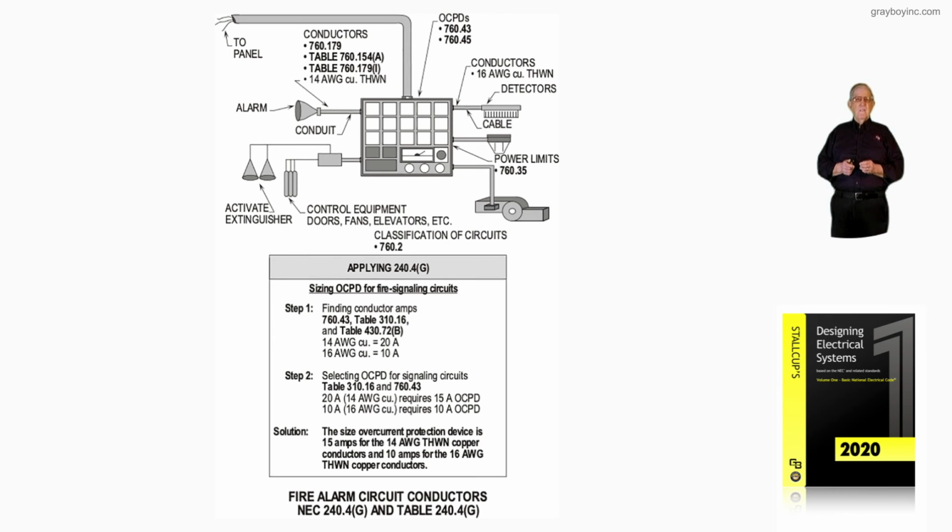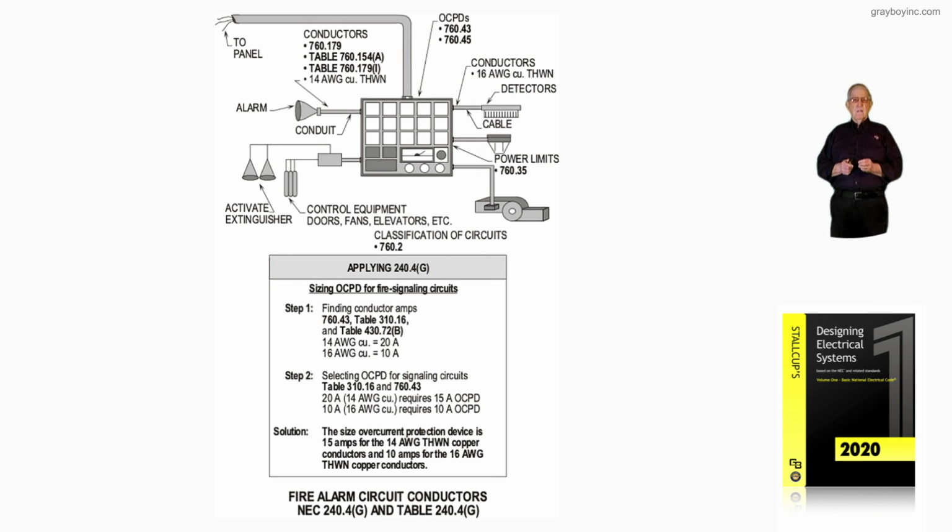So the solution and the answer is the size of the overcurrent protection device is 15 amps for number 14 THWN copper conductors and 10 amps for the 16 AWG THWN copper conductors. We'd get the 10 amps for the number 16 conductor from 760.43, but for the number 14, we could actually go to 310.16 and obtain its ampacity rating, because it's a general wiring method that could be used for general wiring.